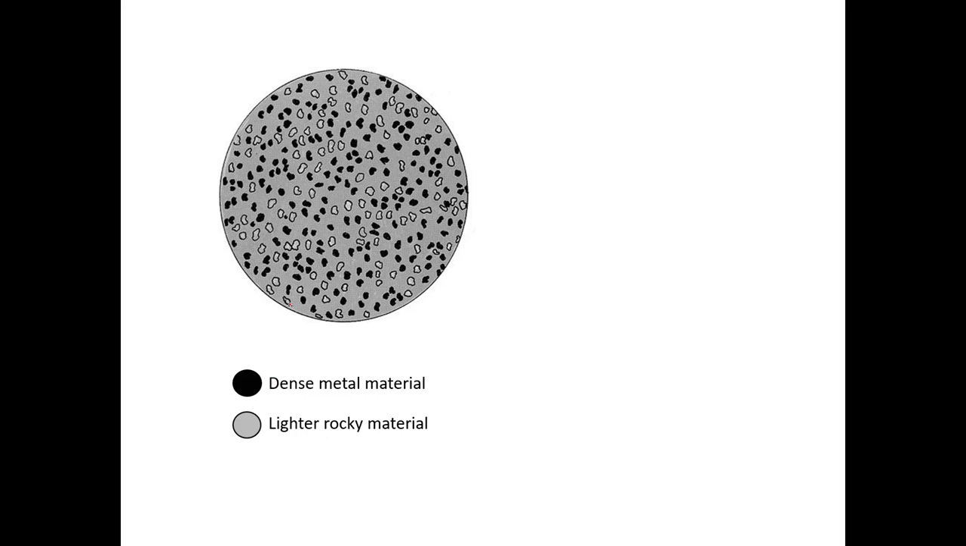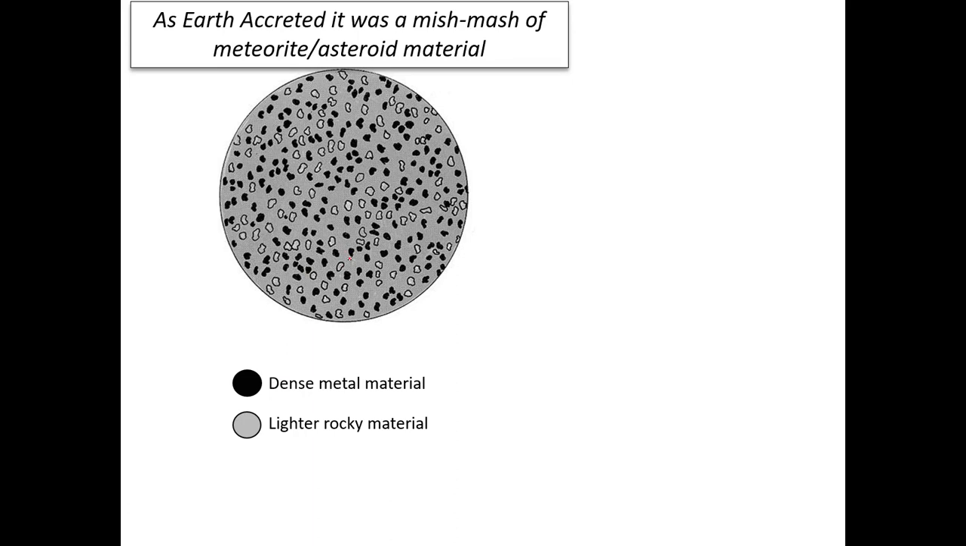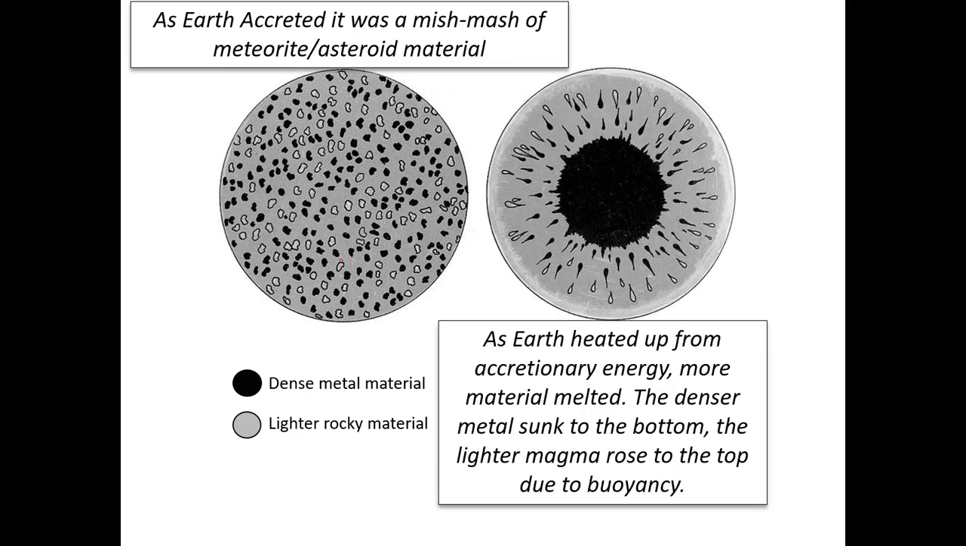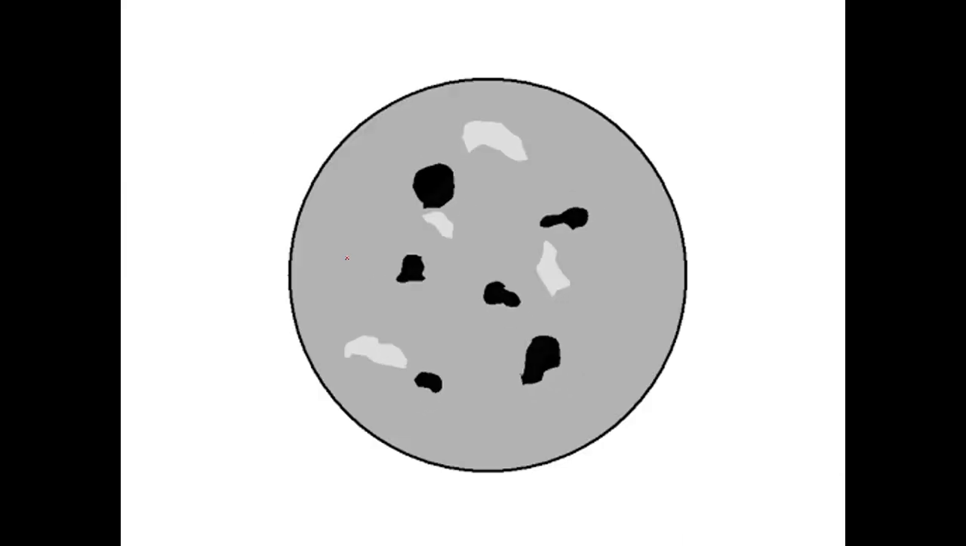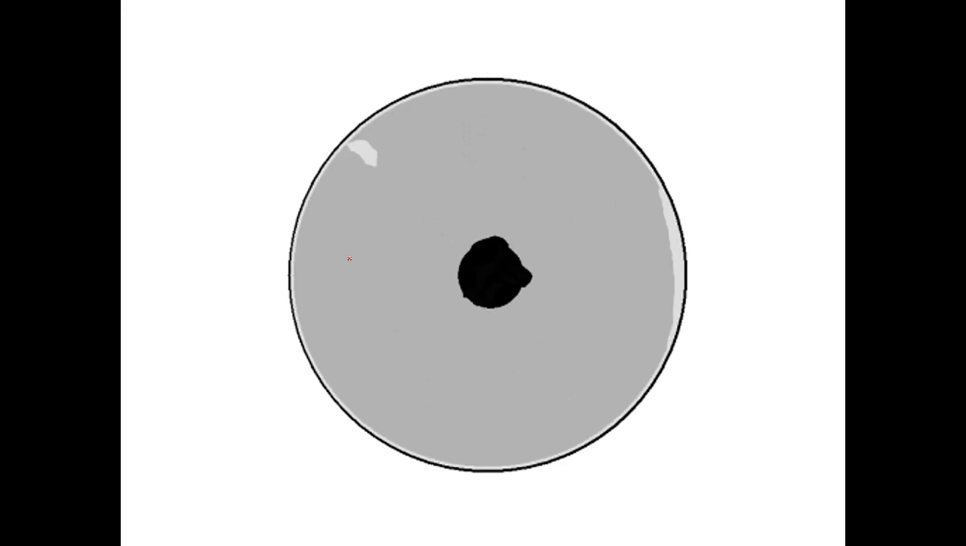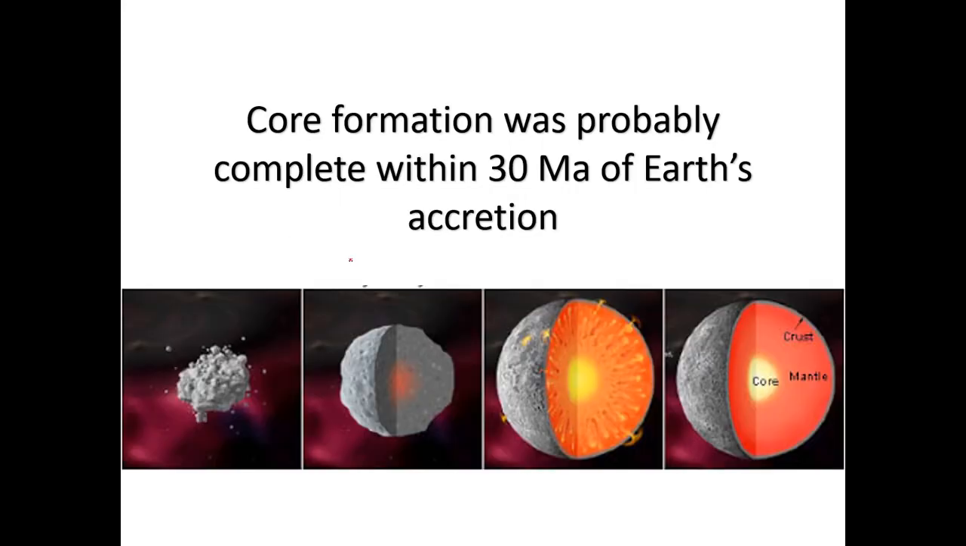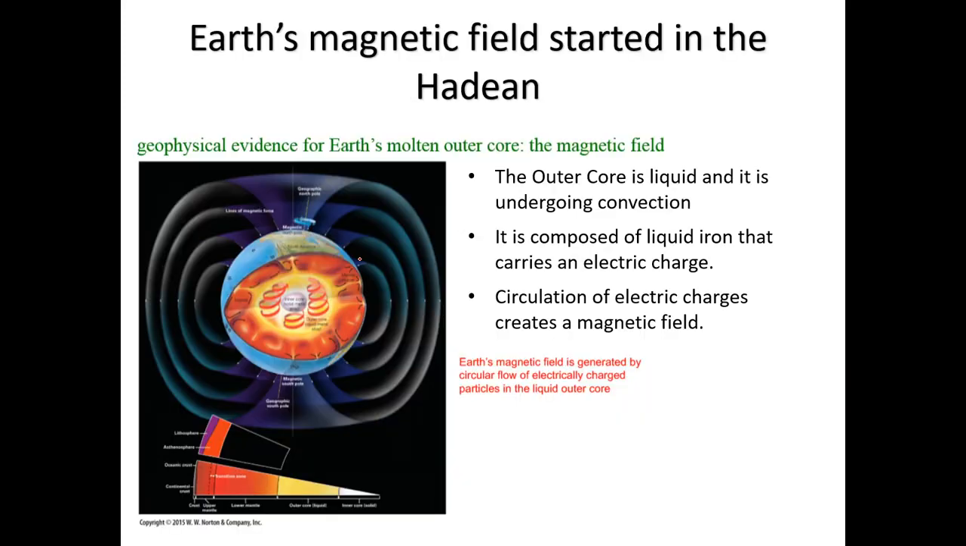Okay, so the dense metallic material and the lighter rocky material, at first, were kind of in a mishmash, but eventually that heavy iron material sunk into the center of the Earth, and the lighter stuff moved up and became the crust. So you formed the mantle and the core. That's how it happened. Core formation was probably complete within 30 million years of Earth's accretion. Happened very fast. And we also have evidence that Earth started to have a magnetic field in the Hadean.